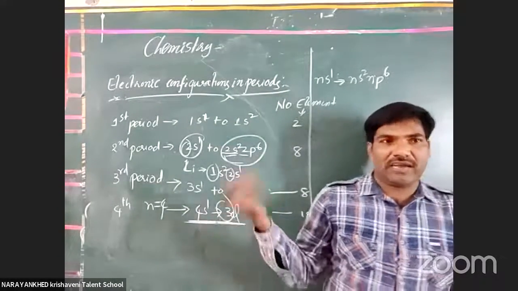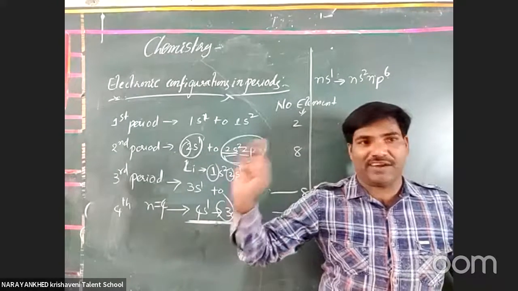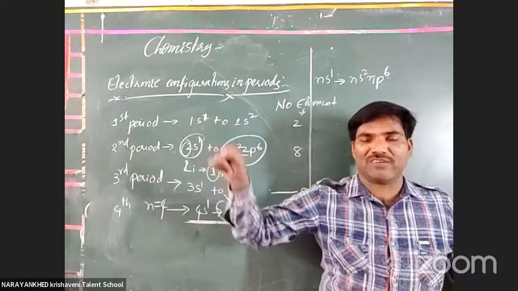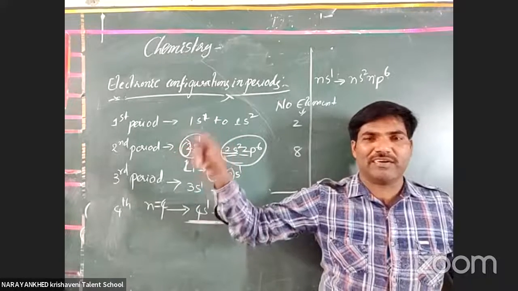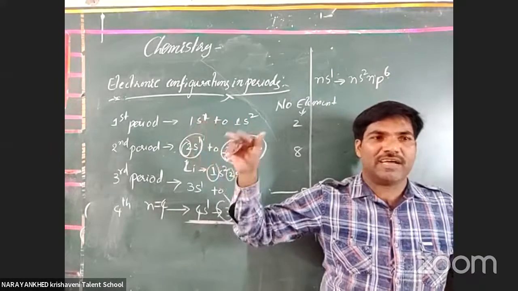And here the electronic configuration is also already given. It starts with ns1 and ends with ns2, np6. What is the n? In the first period, n is 1. Second period, n is 2. Third period, n is 3. Fourth period, n is 4.